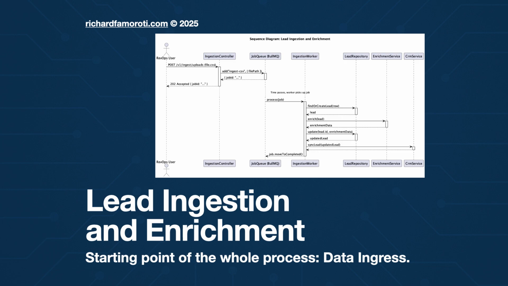We have the lead ingestion and enrichment, and this shows how new leads get into the system through CSV uploads that are processed asynchronously by a worker, enriched and synced into the CRM. This process explains the whole point of starting the whole process, the data ingress.